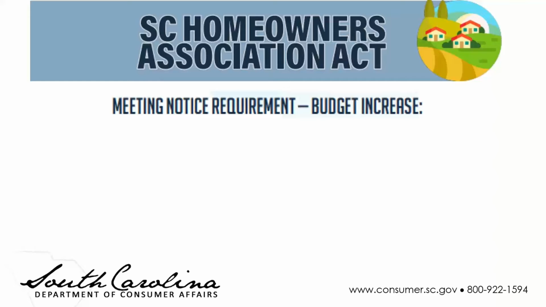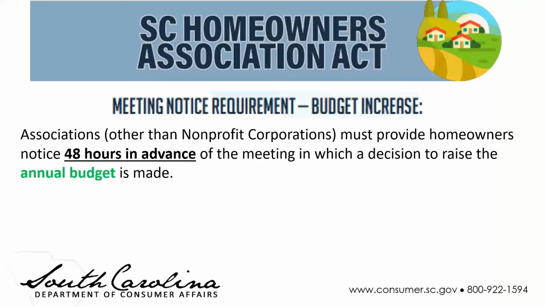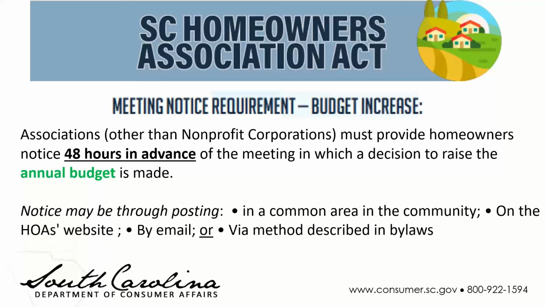Now, under the Association Act, there is a meeting notice requirement, a very narrow one. Associations other than nonprofit corporations must provide homeowners notice 48 hours in advance of the meeting in which a decision to raise the annual budget is made. That is the only provision in this act that has a meeting notice requirement. It's for when there is a meeting to increase the annual budget.